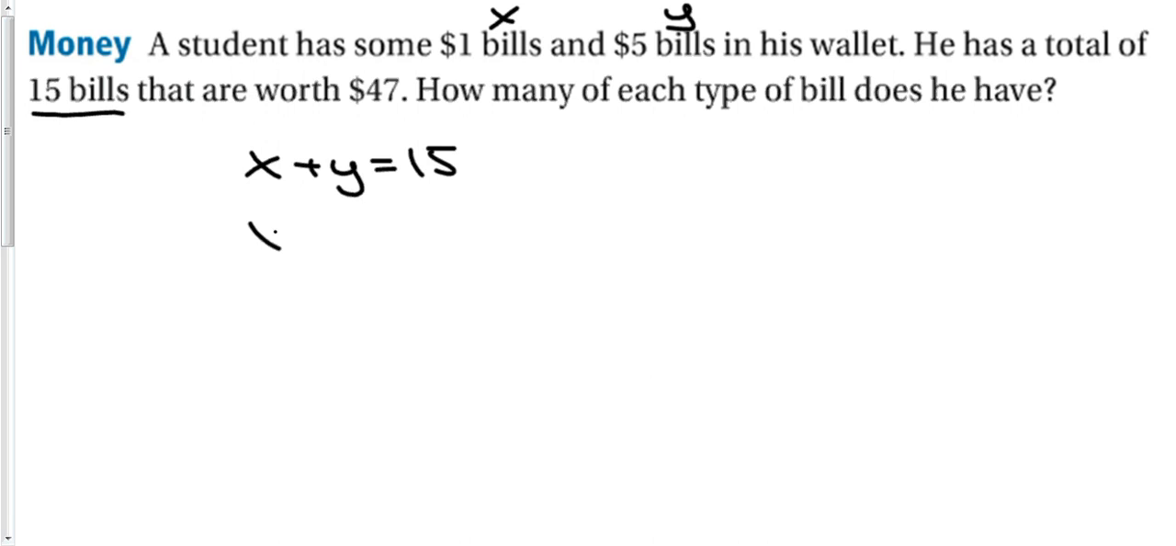$1 bills, last time I checked, were worth $1, right? We don't have to write that though. Right? Plus, $5 bills are worth $5 to give me a total of $47. Okay? This system seems like it would be easy to solve with substitution. It also would be easy to solve with elimination.